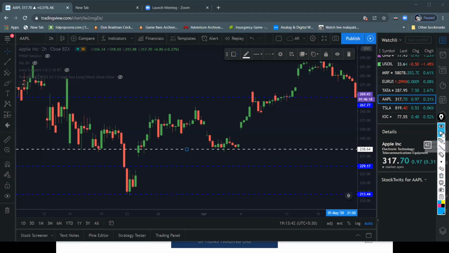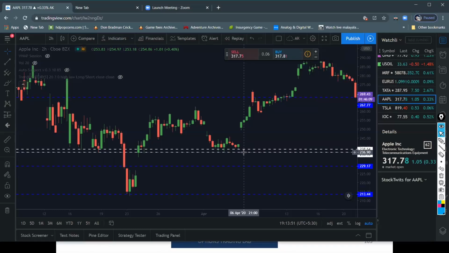If you want to draw support and resistance as perfect lines, perfect areas, then draw the support and resistance like these areas.